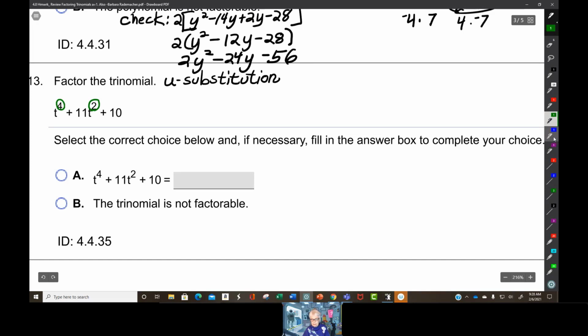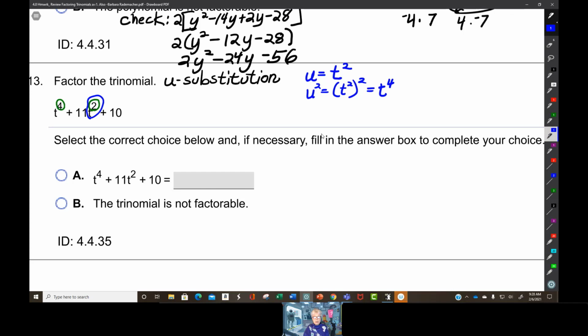Okay. This is what you do. You let u equal t squared. So I'm going to write that down. U equals t squared. And then if I were to square both sides of this, I would have u squared equals t squared squared, which is t to the fourth.